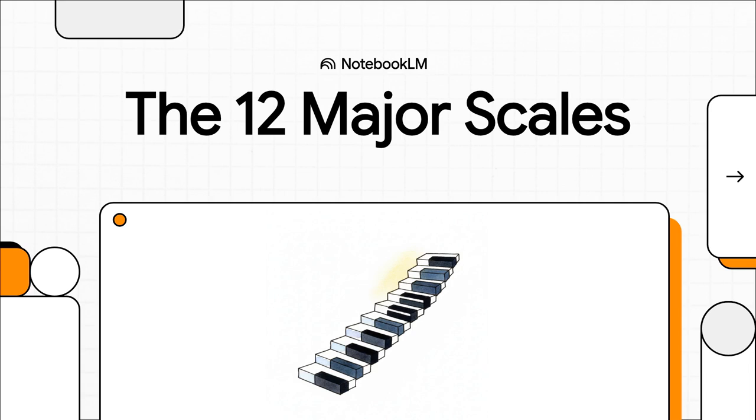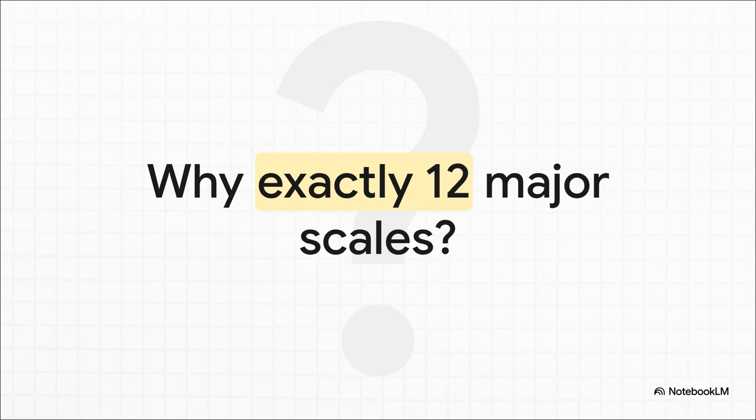Right off the bat, we're going to solve a really fascinating puzzle. The big question we're looking at is simple, but honestly, pretty profound. Why exactly 12 major scales? Why does all of Western music rely on this seemingly arbitrary number? Well, I promise you, it's not just some random choice made by someone centuries ago. It's a perfectly designed, interlocking mathematical system, and we are going to break it down together.